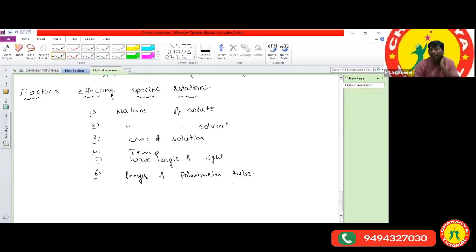Aditi, what are the factors affecting the specific rotation, ma? It is the surface power.